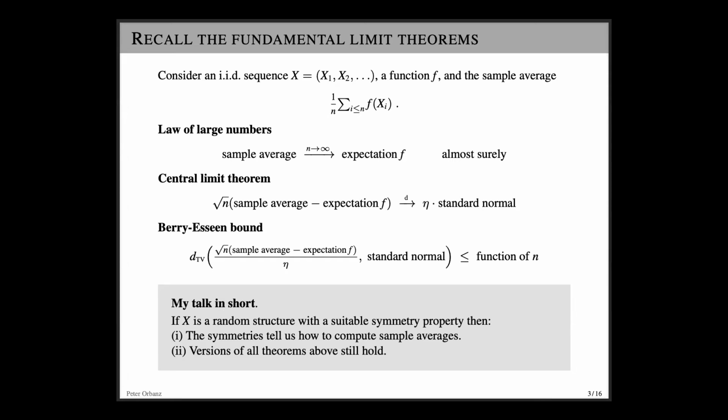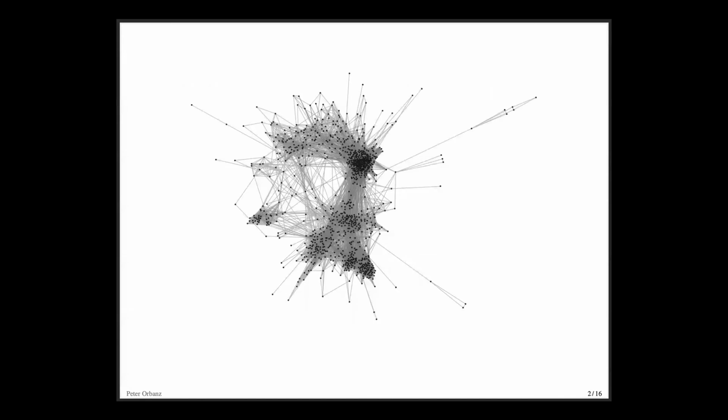If I look at this graph again, the symmetries will tell me how, if I want to estimate something from this graph in the same way, say I have a function that depends on a small part of the graph, like a few vertices.